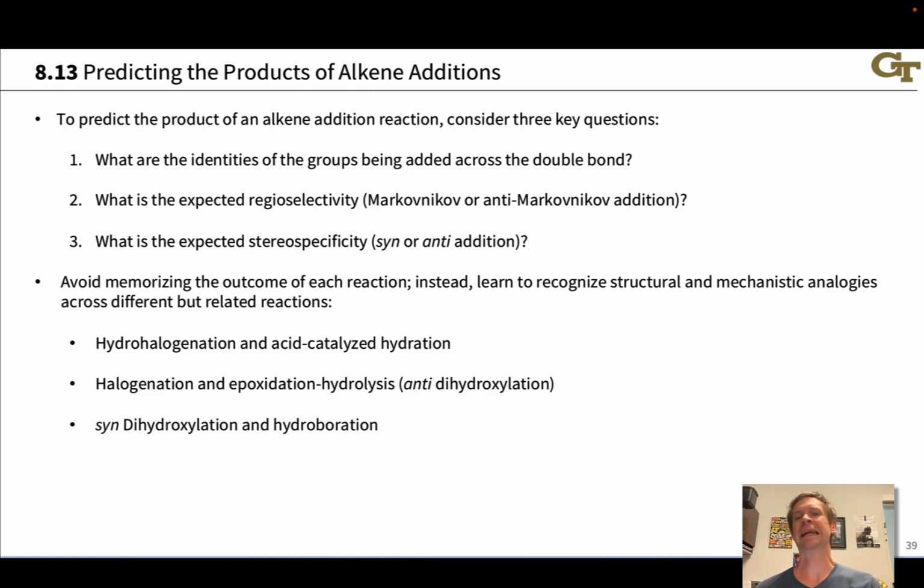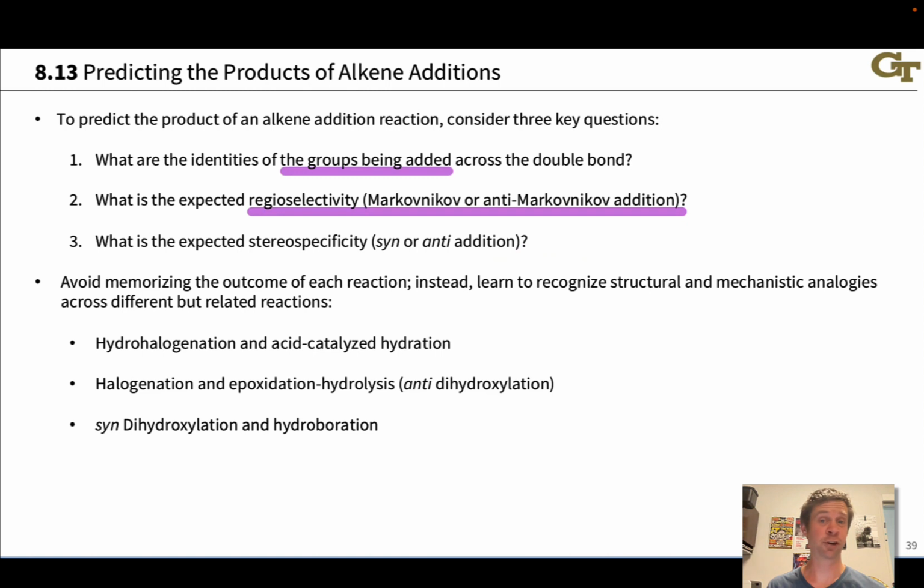We're going to consider three key questions here to predict the product when an alkene is treated with some electrophilic addition reaction conditions. Number one, what are the identities of the groups being added across the double bond? We're going to look at the reagents and consider what groups within the reagents will be added to the carbons of the double bond. Then we're going to consider the regioselectivity. Do we expect Markovnikov type addition or anti-Markovnikov type addition? And is there a regiochemical issue at all?